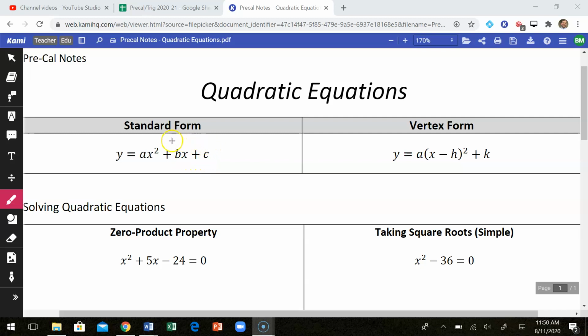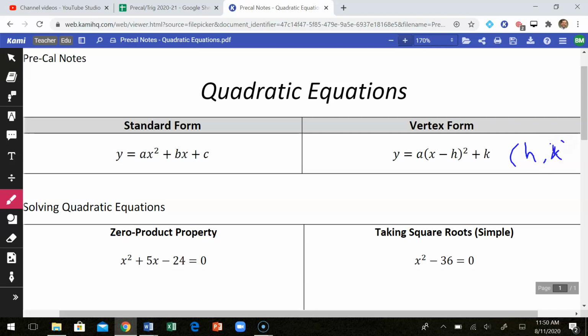That's probably the one you're more used to, where you can find the axis of symmetry by doing negative b divided by 2a. You can find the vertex by then plugging that back in. This is probably what you're used to. Vertex form is actually easier when it comes to graphing because the vertex happens at the coordinate point h comma k.